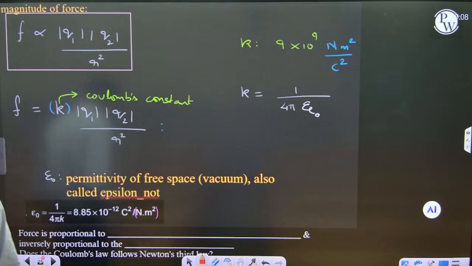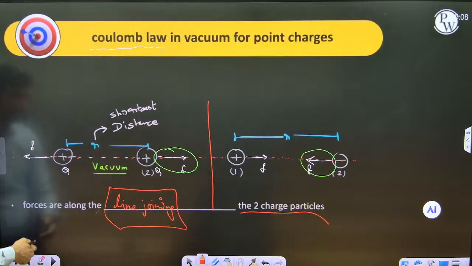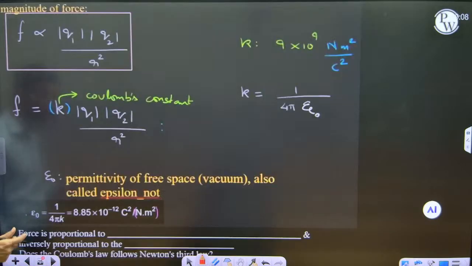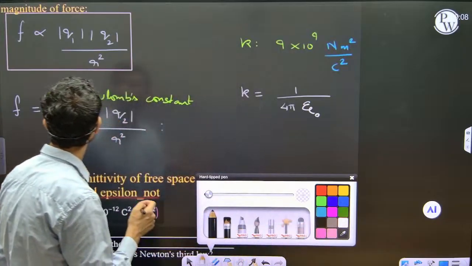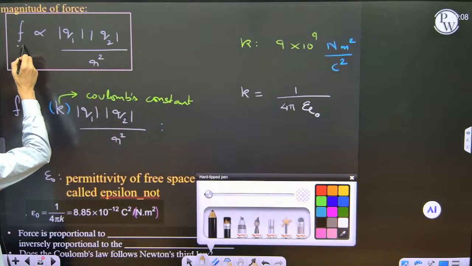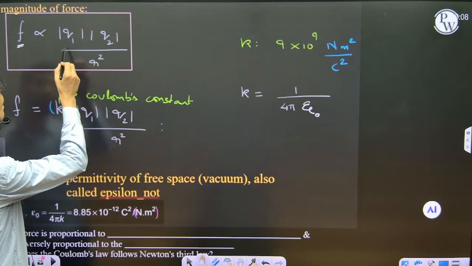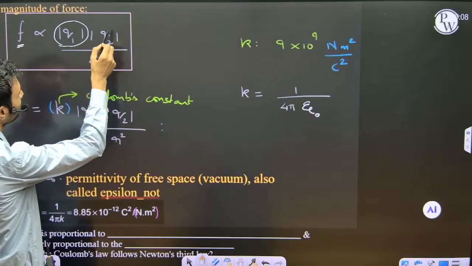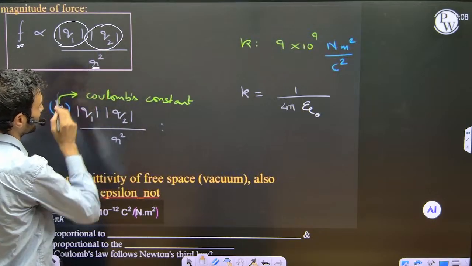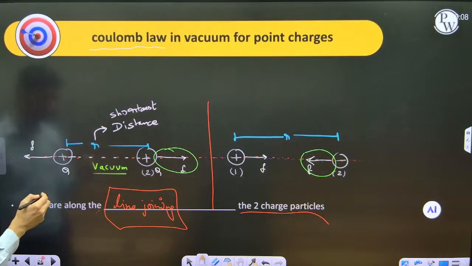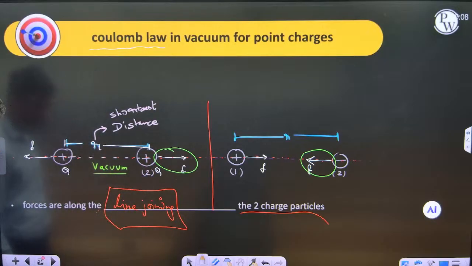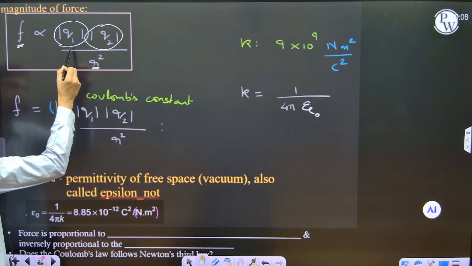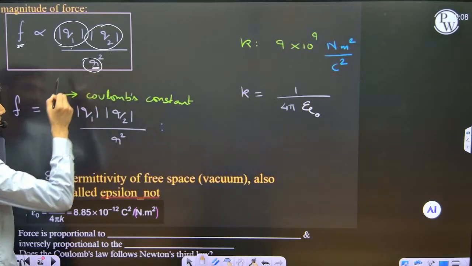Now let us talk about the magnitude of the force. We right now saw the direction, and now we are going to talk about the magnitude. So the force between the two charges, its magnitude, is proportional to magnitude of q1 times magnitude of q2 divided by r square. Now what is r here? As you can see, r is the distance between the two charges, and the force is found to be proportional to the charge magnitudes divided by distance square.